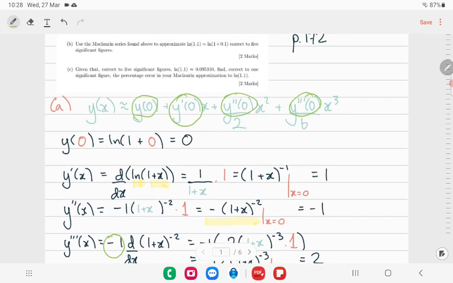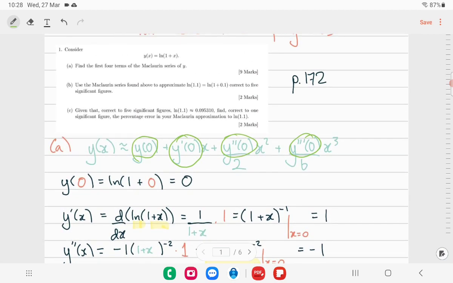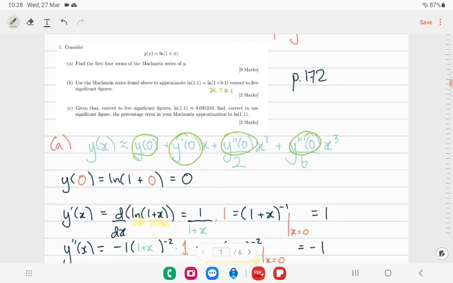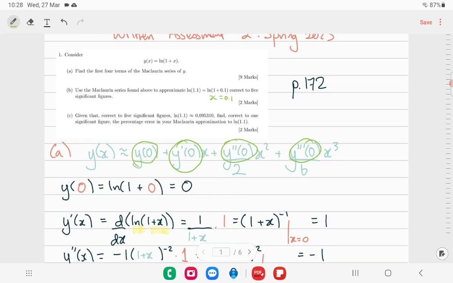Then the next part of the question is to use it to approximate log 1.1. Now, a little bit of friendliness there, where it writes the log as 1 plus 0.1. So what you have here is x equal to 0.1. So just sub in x equal to 0.1 into the Maclaurin series here. So we do that, and I get 0.095333. And then it says the exact value to 5 significant figures. It gives it to us, and then calculate the percentage error.